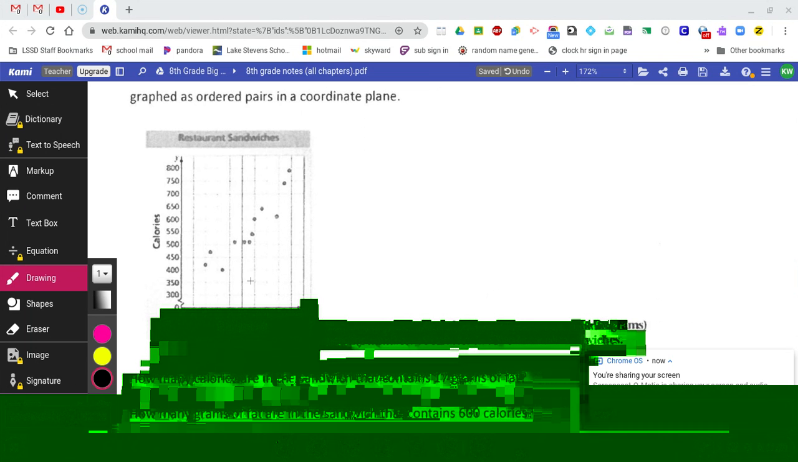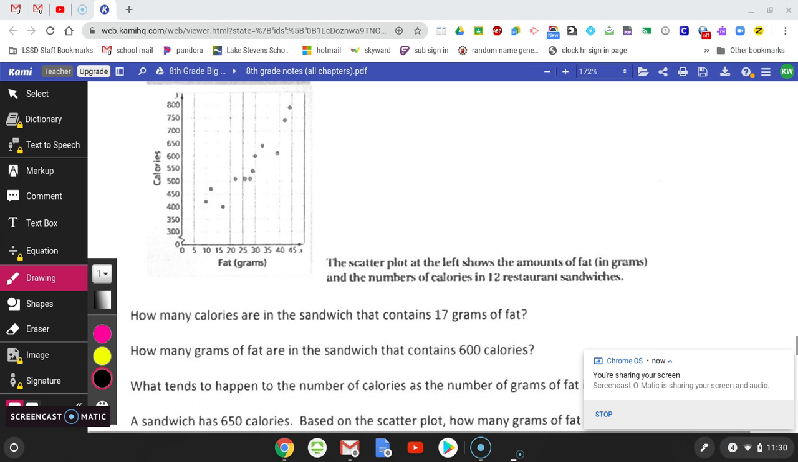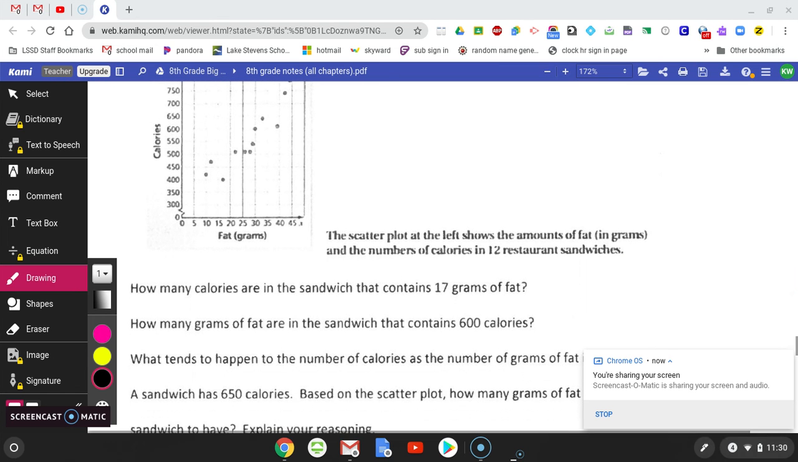So here is a scatter plot. It says the scatter plot on the left shows the amount of fat in grams, so that's right here, compared to the number of calories here in 12 different restaurant sandwiches. So for example, this sandwich had 10 grams of fat and somewhere between 400 and 450 calories. So that's how we would be able to read this. All right, so we've got some questions to answer about it.